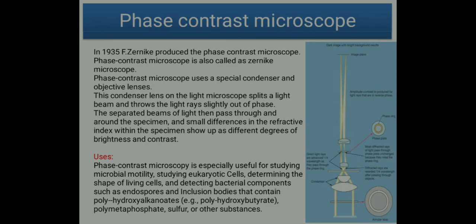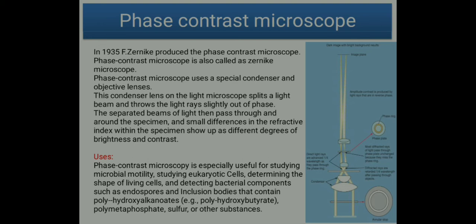Next we have the phase contrast microscope. In 1935, F. Zernike produced the phase contrast microscope. The phase contrast microscope is also called the Zernike microscope. The phase contrast microscope uses a special condenser and objective lenses.